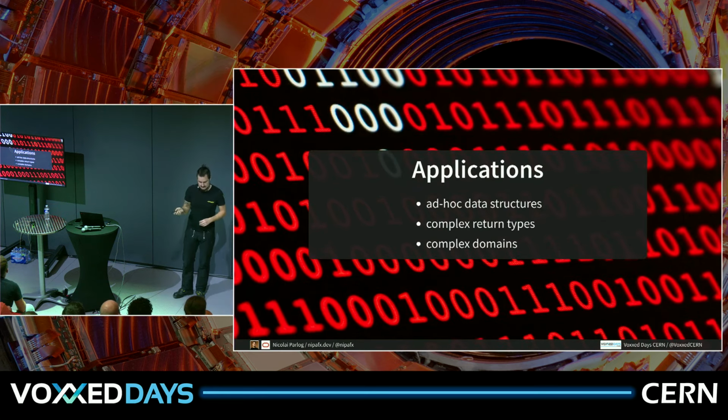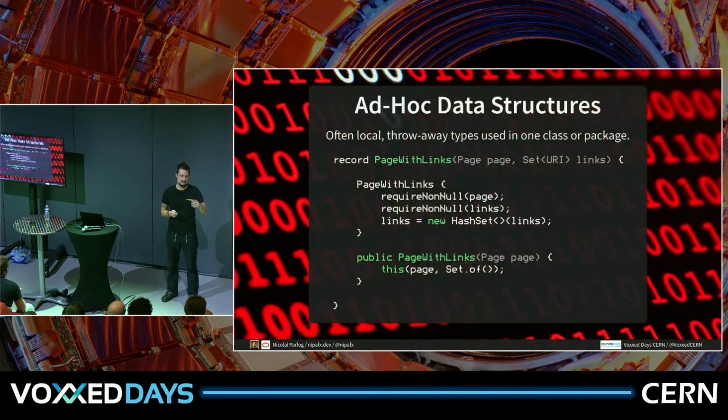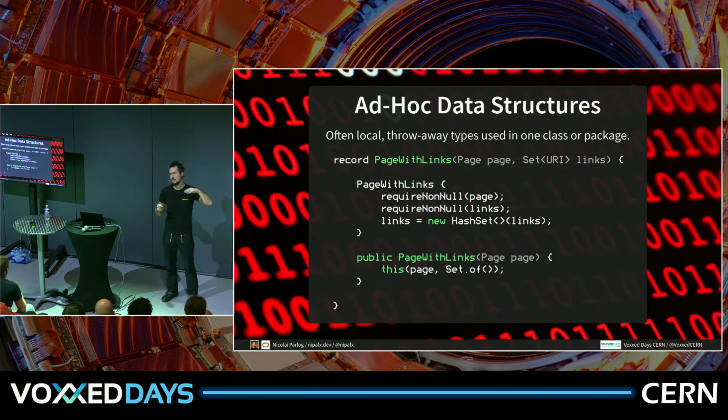So where can you use this? In pretty many places. Ad hoc data structures, I'm going to show you a little bit about that. Complex return types, or even in more complex domains. I mean, the page example was not that complex, but that's what I mean by that. So one thing is ad hoc data structures. You just want to have some type quickly. You need it locally a little bit. You can use records for that.